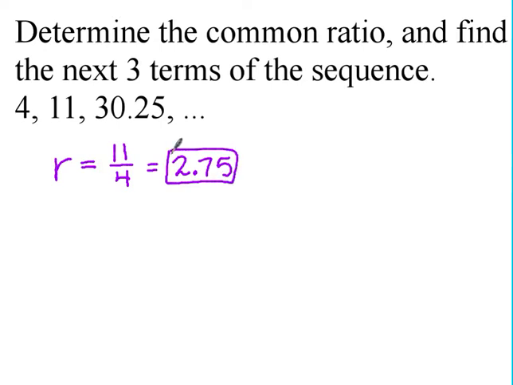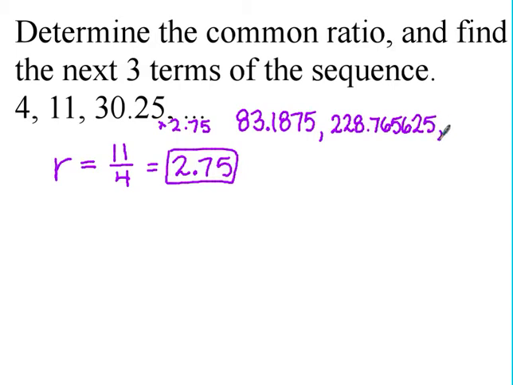What that means is that in order to get to the next term, you're going to take 30.25 times 2.75. So what is 30.25 times 2.75? 83.1875. Now you can do the same thing. You're going to take 83.1875 times 2.75. What do you get? 228 point what? Then you're going to take that number times 2.75. Okay, there you go. Those are your next 3 terms.